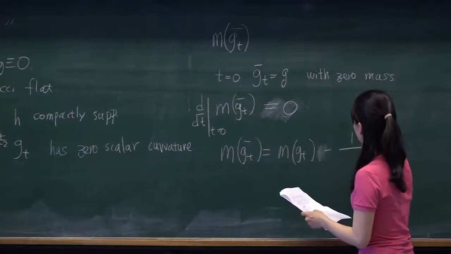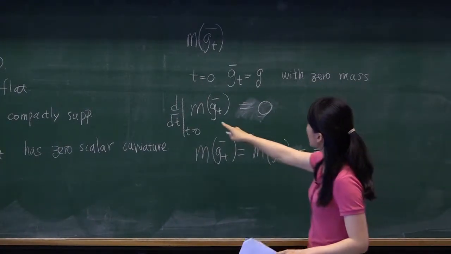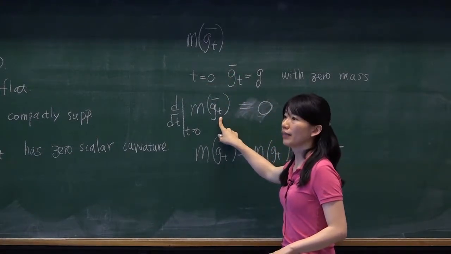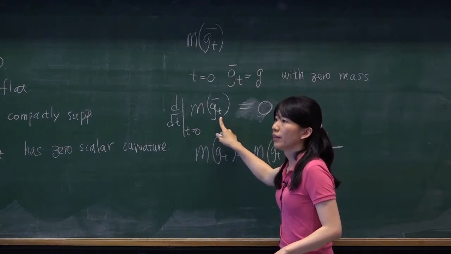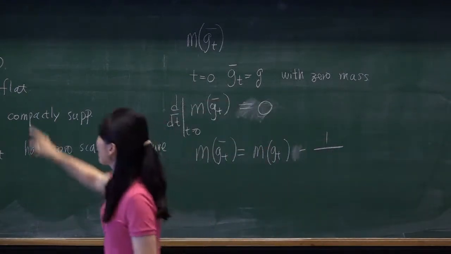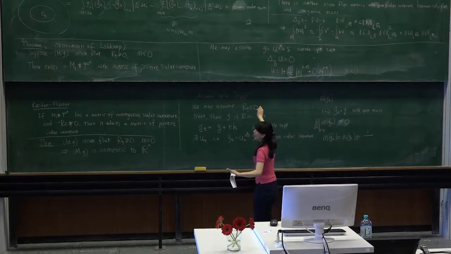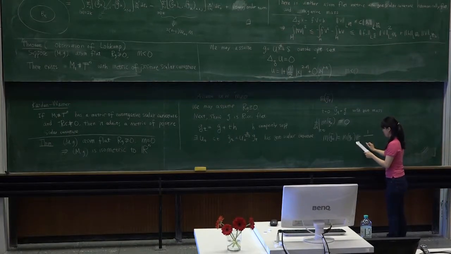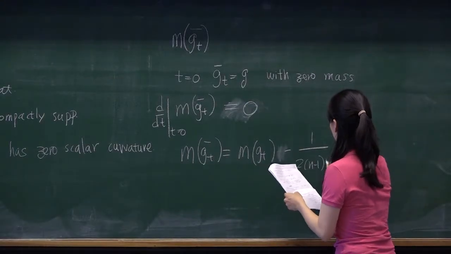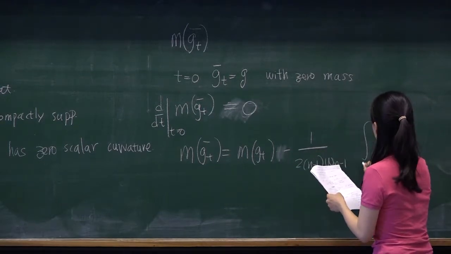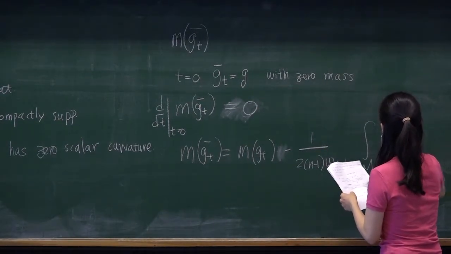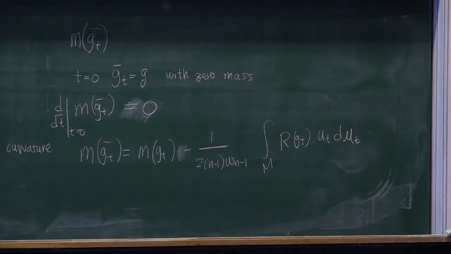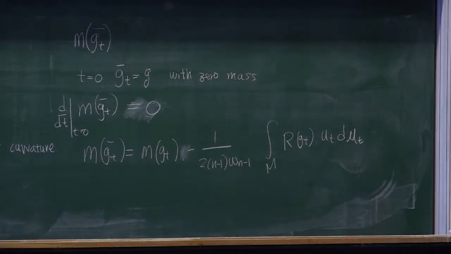Sorry, why is the derivative 0? Because this is a global, so at 0, mass has a local minimum. Oh, because it cannot be negative. Yeah, so you're using the assumption. Right. So assume we have proved the non-negative mass theorem. Okay. So that's the formula for the mass of this family of metrics.